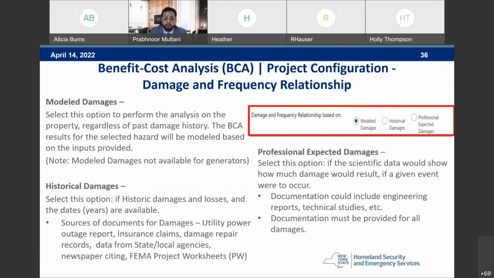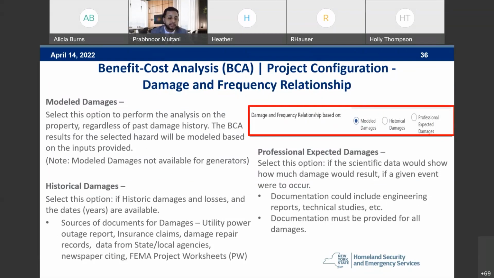And after you have the project configuration and the cost estimation, it's also going to ask you for the damage and frequency relationship. There's three options. We have model damages, historical damages, or professional expected damages. Now, model damages, this may not be available for all mitigation action types, but for a few, such as roof diaphragm retrofit, you will be able to use this.